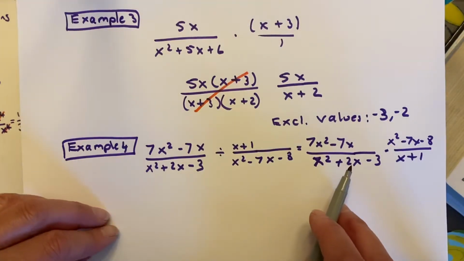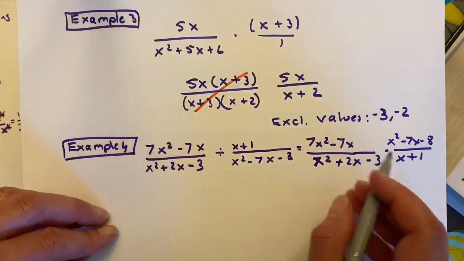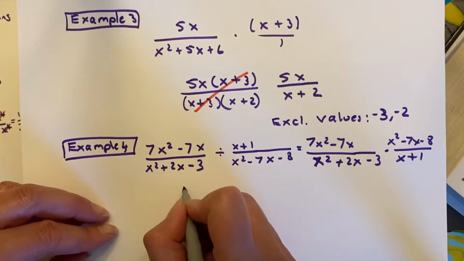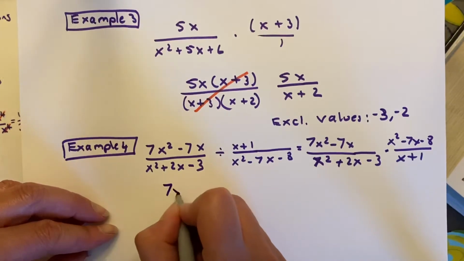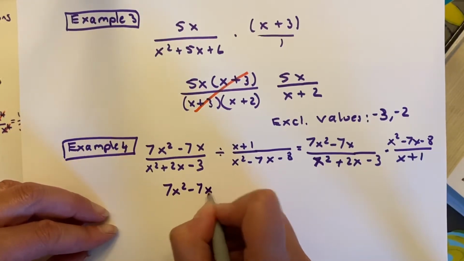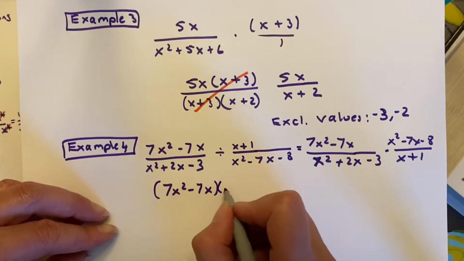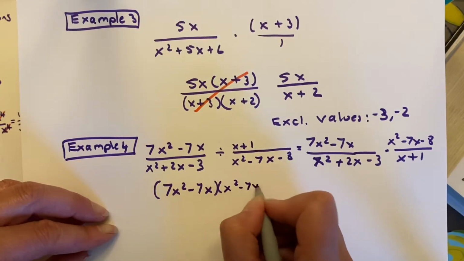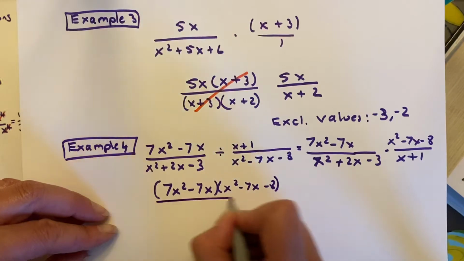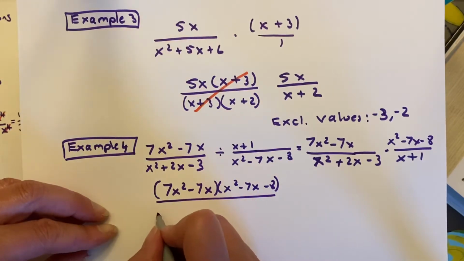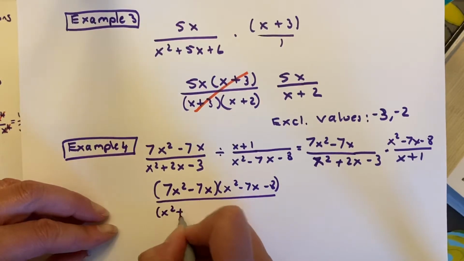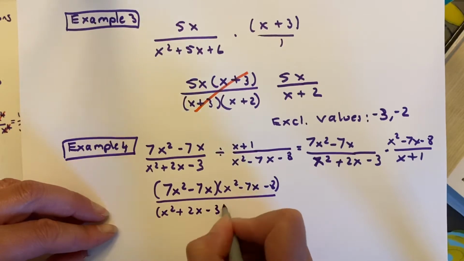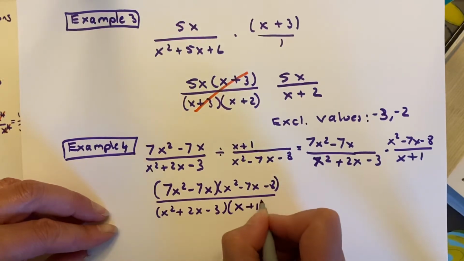Now that I have done that, I can do the same thing as before. I join this all in one big fraction where I have 7x squared minus 7x times x squared minus 7x minus 8 all over x squared plus 2x minus 3 times x plus 1.